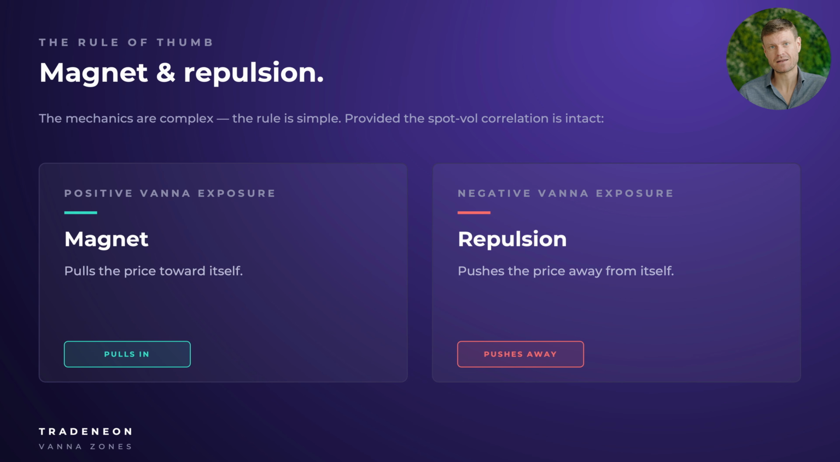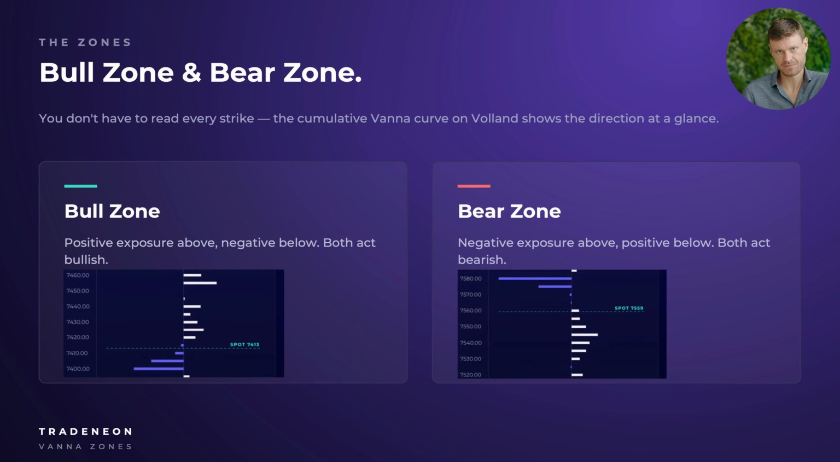Now, let's combine that with a position relative to the current price. Imagine there's a thick cluster of positive Vanna exposure above the price. Magnet above. It pulls the price up. Bullish. And if at the same time there's negative exposure below the price, that pushes the price up and away. Also bullish. This constellation, positive above, negative below, is what we internally call a Vanna Bull Zone. The bear zone is the exact mirror image. Negative exposure above, pushing the price down and away, and positive exposure below, pulling it down like a magnet.